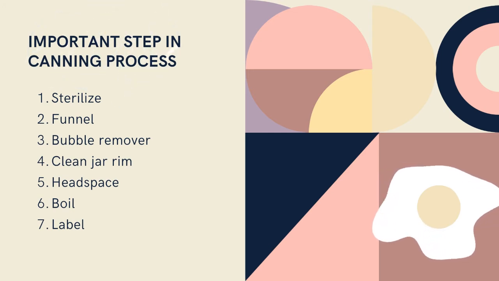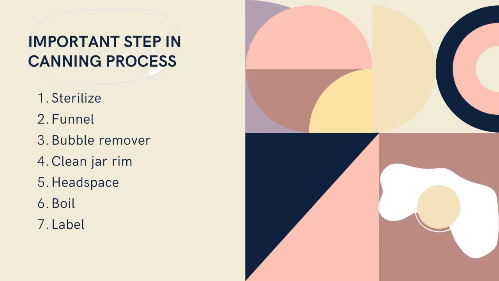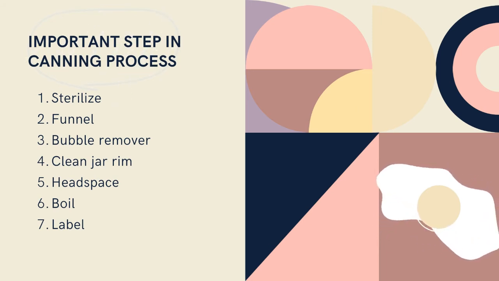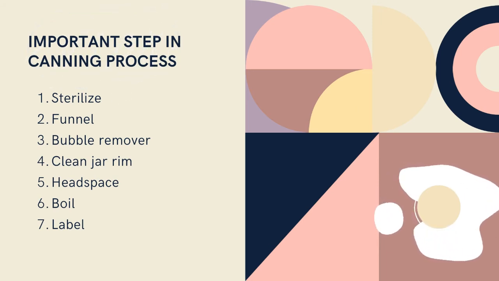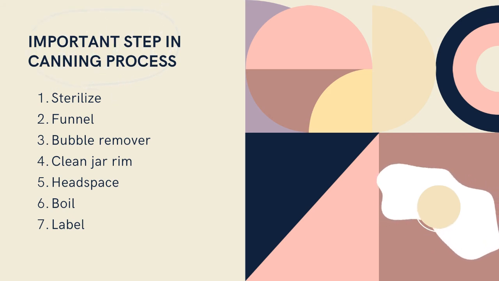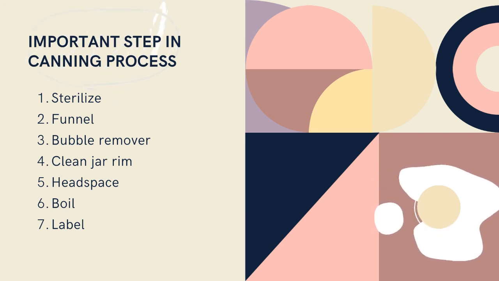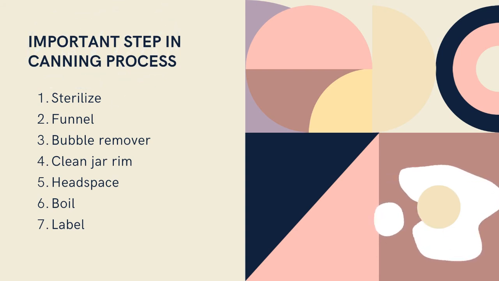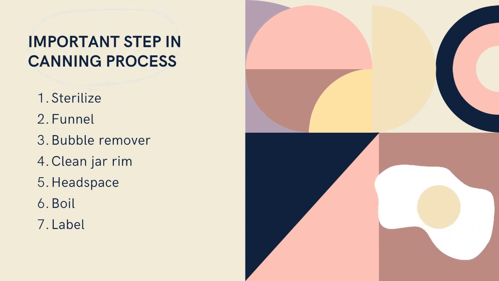First, sterilize. All the equipment must be sterile to avoid any contamination. Next, funnel. It helps keep the jar rims clean, which is very important for ensuring a proper seal. Then, bubble remover is extremely important to remove any air trapped by the food because it will essentially add to the heat space.